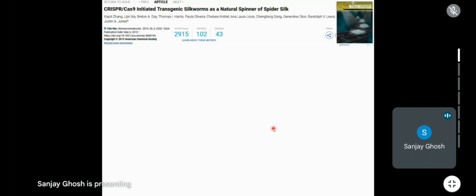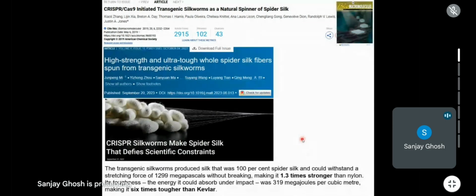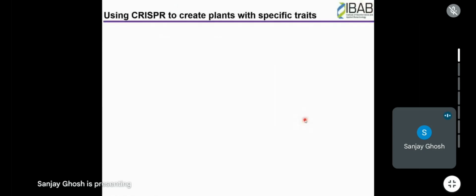CRISPR-Cas9 has also been used recently to edit silkworms to produce spider silk, right? And spider silk, as you might know, is much stronger than nylon and tougher than Kevlar. And Kevlar is used for bulletproof textiles, right? So spider silk dresses will come to the market soon, which will be the toughest material, but one of the softest. It's not like metallic, right?